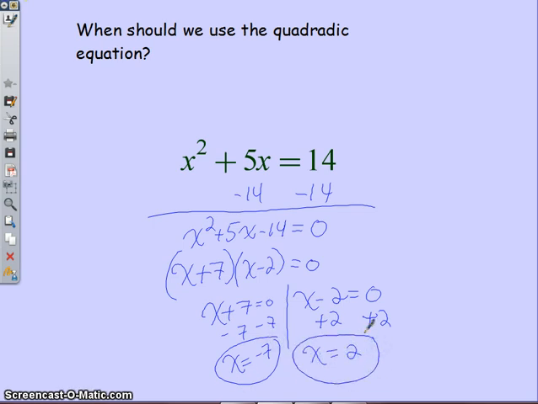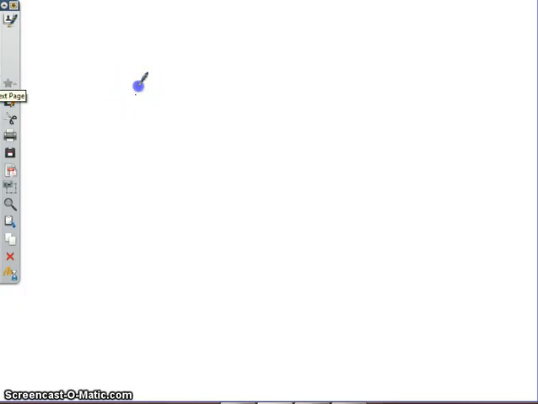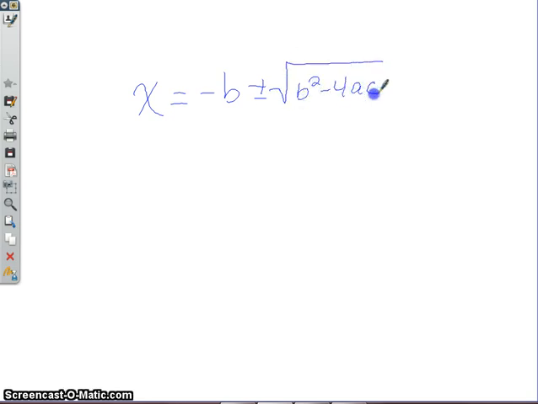So take a few minutes over the weekend. I want you to complete just the evens on the worksheet that you got along with this. But again, we're going to use x equals negative b plus or minus the square root of b squared minus 4 times a times c, all over 2 times a. This is the quadratic equation. Good luck.